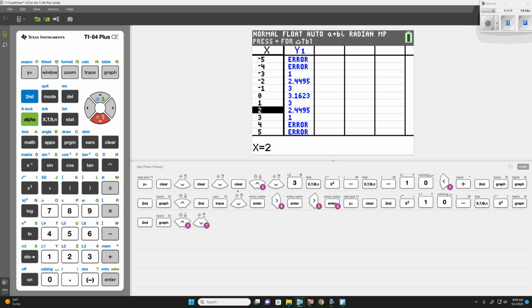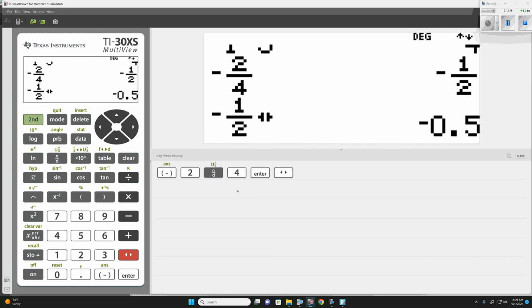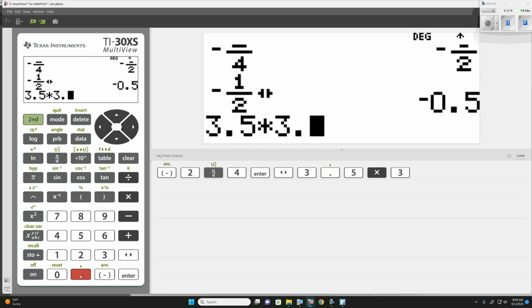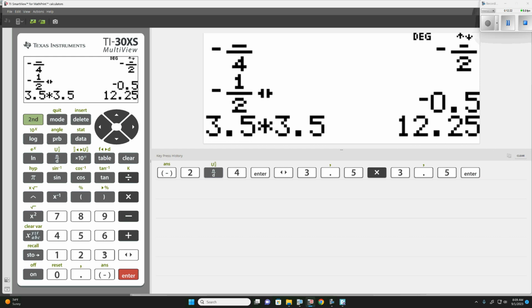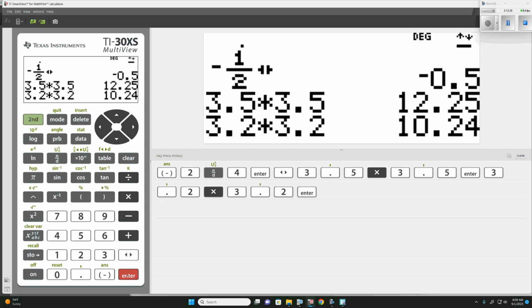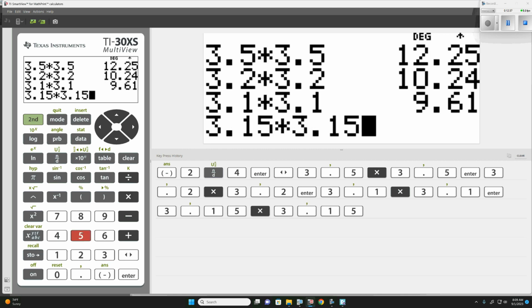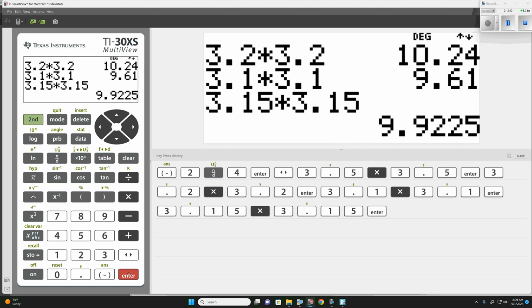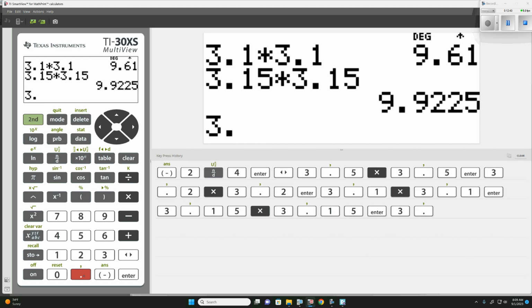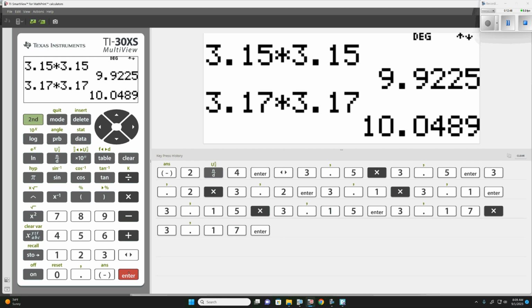If we're doing it by hand, we would go to 3.5 next. So I could do 3.5 times 3.5. 12.25, that's too big. Then I could say 3.2 times 3.2. Okay, that's closer. 3.1 times 3.1. Okay, so now we're a little bit better. So I can go 3.15 times. Okay, we might go a little bit bigger. 3.17 times 3.17. Okay, and I can start approximating, getting closer to it. But I can use 3 to start with.